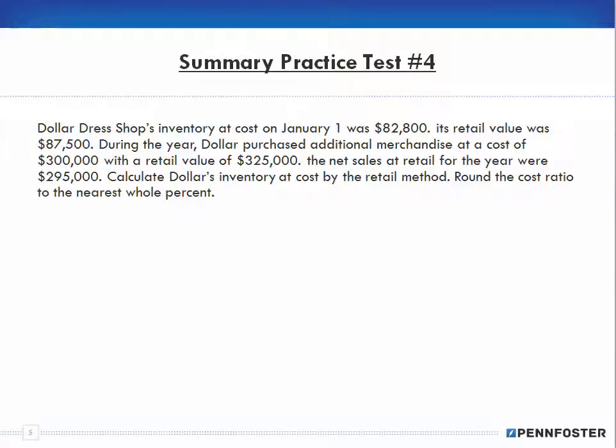All right, so Dollar Dress Shop's inventory at cost on January 1st was $82,800. Its retail value was $87,500. During the year, Dollar purchased additional merchandise at a cost of $300,000 with a retail value of $325,000. The net sales at retail for the year were $295,000. Calculate Dollar's inventory at cost by the retail method. Round the cost ratio to the nearest whole.